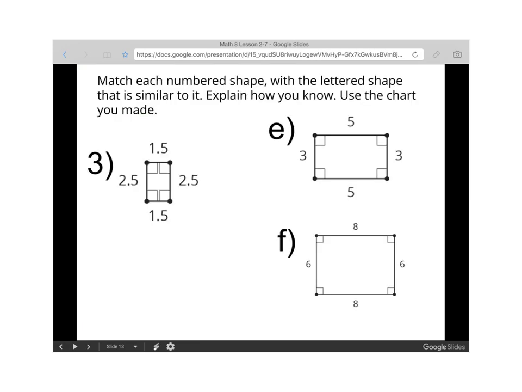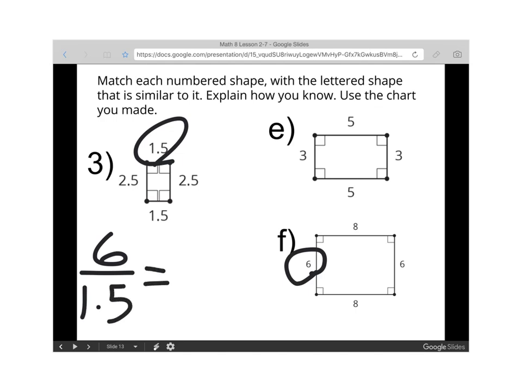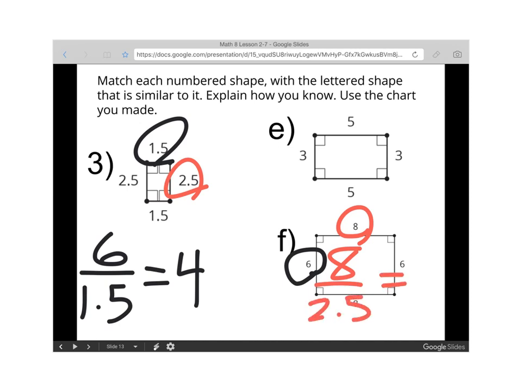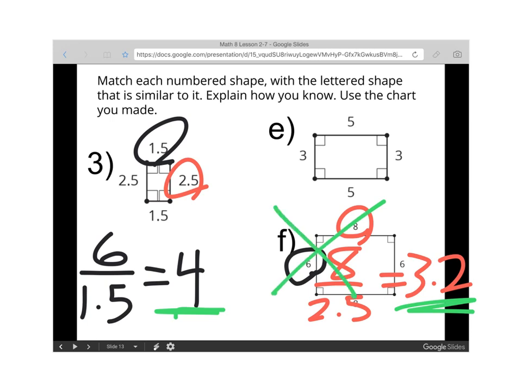Just to make sure, let's try the side lengths of F with our given shape. 6 over 1.5. That's going to give us 4. And trying our long side lengths, 8 over 2.5. That's going to give us 3.2. And we can see that 4 and 3.2 are different scale factors, so that just confirms that F does not work. E is our correct choice for number 3.